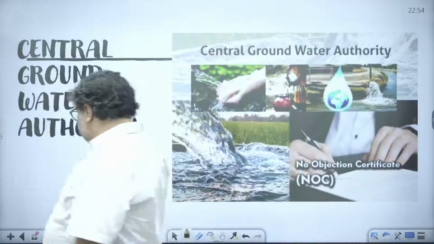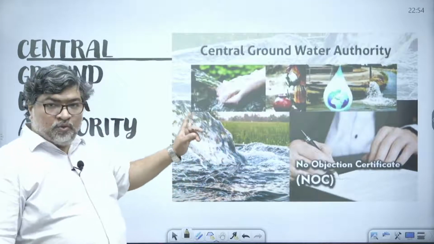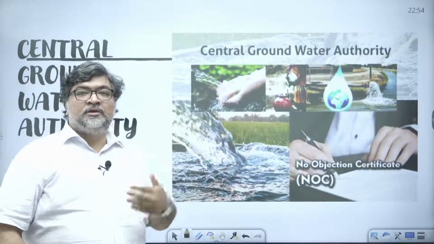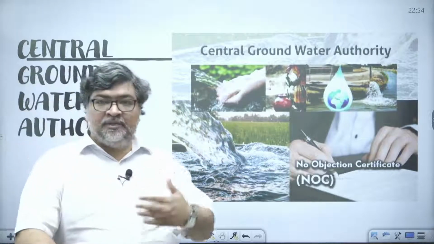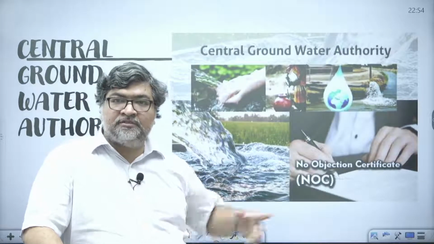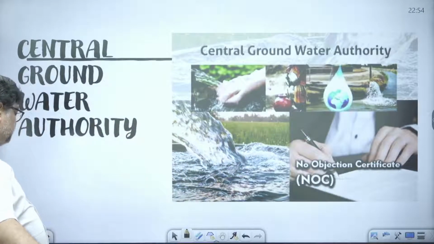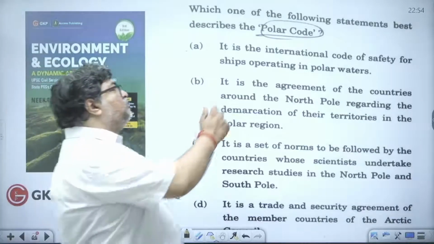So that looks into groundwater, provides the NOC, monitors the groundwater situation. Now, you know that groundwater table is falling down, right? More consumption, more over-exploitation. So it looks into every aspect of that. CGWA, Central Groundwater Authority. Now coming to this one, Polar Code.